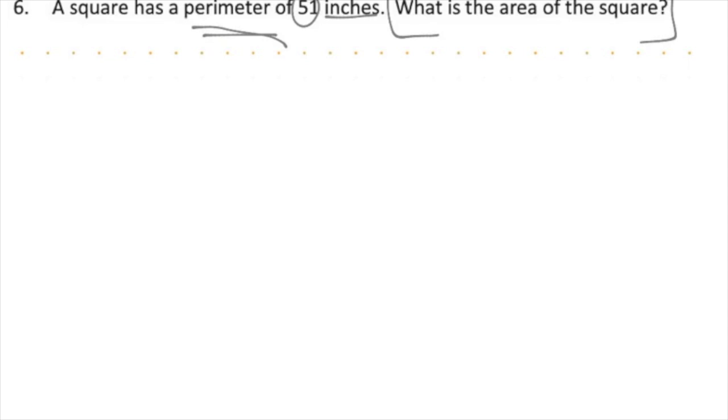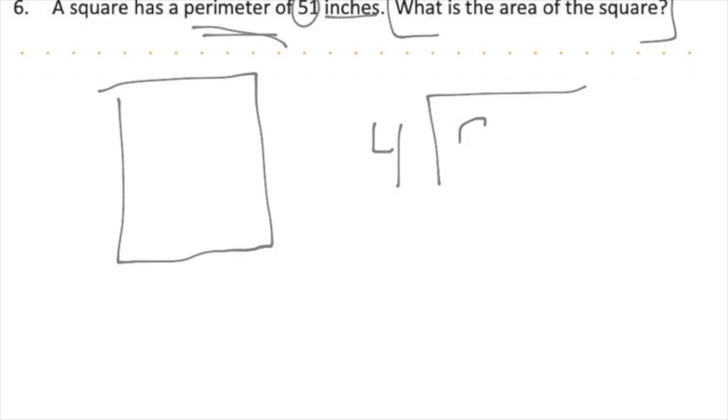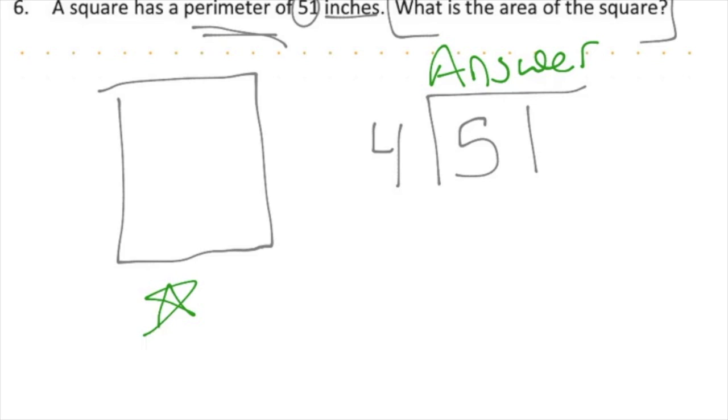So if all the sides are equal and the perimeter is 51 inches, which means if you add all the sides together, it becomes 51 inches, how do I find out the length of each side of the square? Very good. I divide 51 by 4. And then whatever answer you get here, I'm just going to write answer because you're going to do this on your own. Whatever answer you get there, that's going to be for each side.